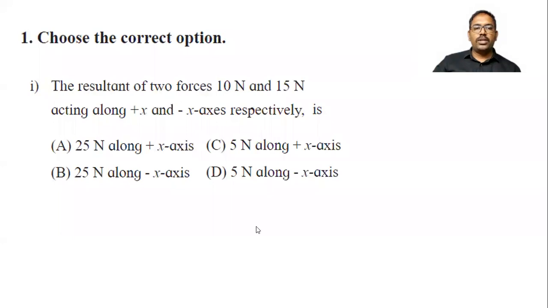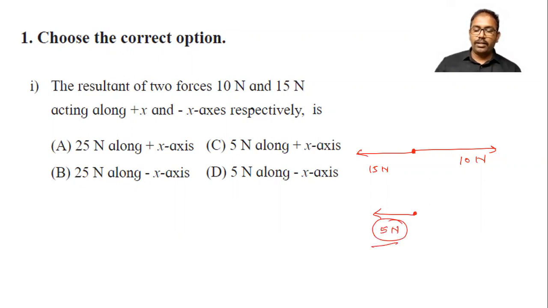Now this is a textbook question. The resultant of two forces 10 Newton and 15 Newton acting along plus x and minus x axis respectively. So this is x axis, this is origin, this is the minus side. So plus x axis 10 Newton, minus x axis 15 Newton. Then the resultant force is 15 minus 10, and the direction is the direction of the larger vector. So it is 5 Newton. So this is the answer: 5 Newton in minus x-axis side.